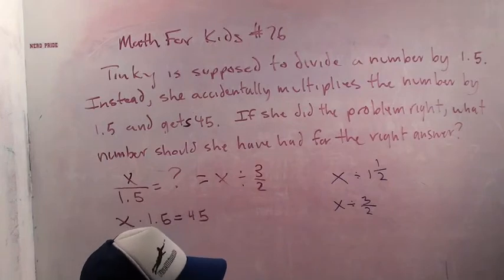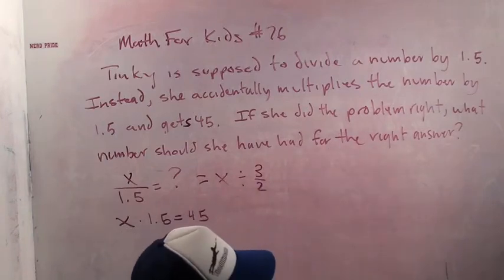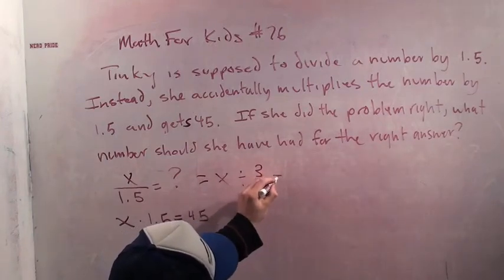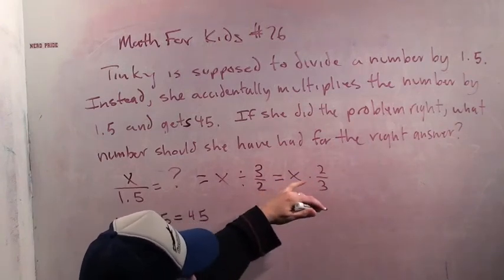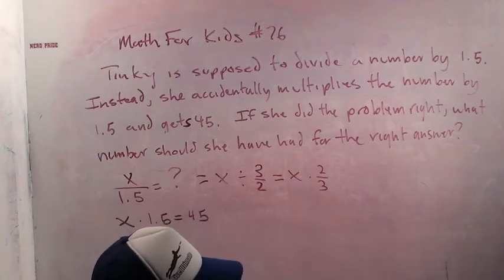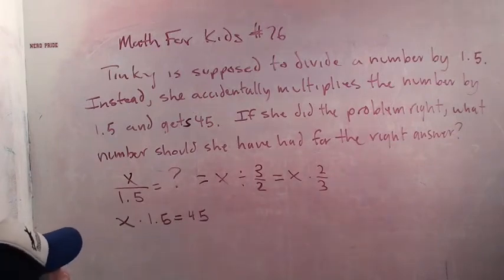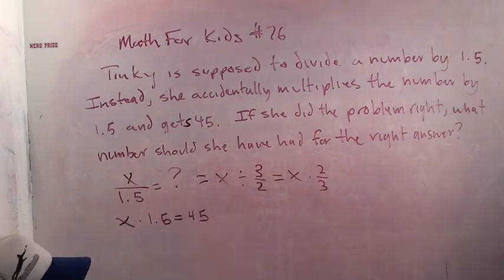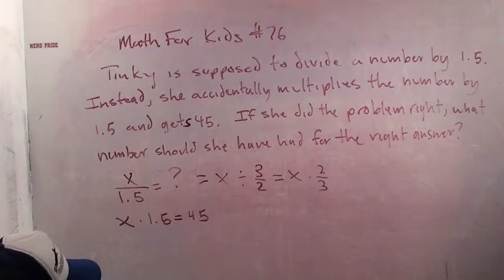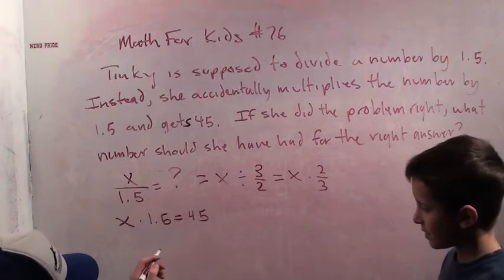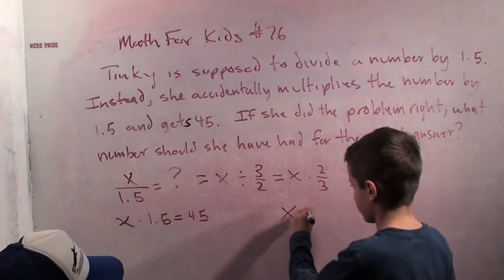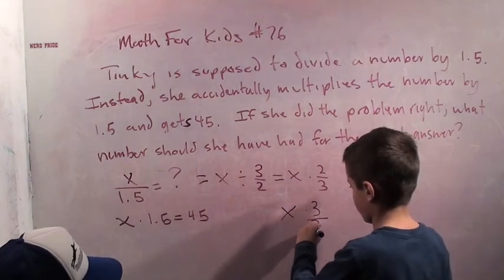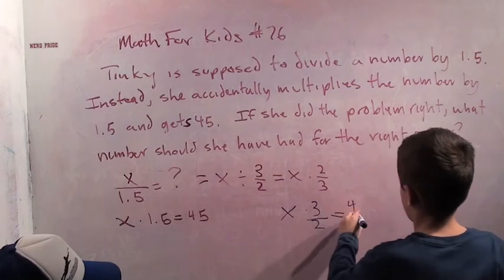And by the way, x divided by 3 halves is the same as what? X times 2/3. So this is the answer that we're looking for, whatever x is times 2/3. But what we know is x times 1.5 is equal to 45. X times 3 halves. Why don't you write that over there? X times 3 halves equals 45.